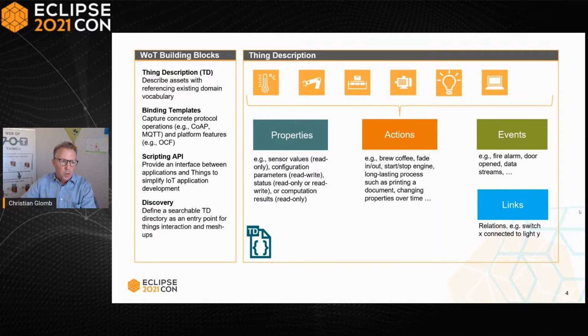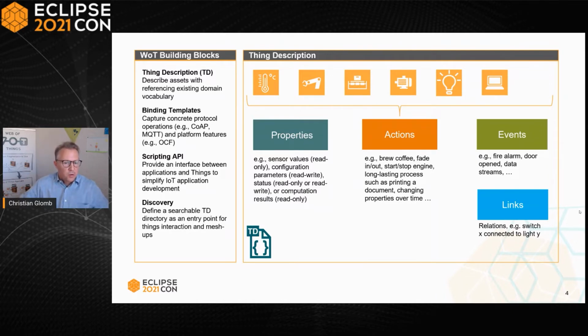To bridge the gap from description to reality, we define something called binding templates, which means that you actually bridge to the protocols that you have, like CoAP, MQTT, or whatever you have out there, and also to platform features that you have in your application. We define a scripting API, a way of facilitating application development on top of the whole Web of Things stack. And very recently, we also introduced discovery in the Web of Things ecosystem, which mostly deals with a thing description directory, a central instance for hosting the thing descriptions.